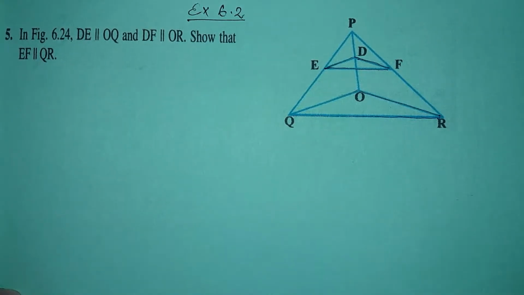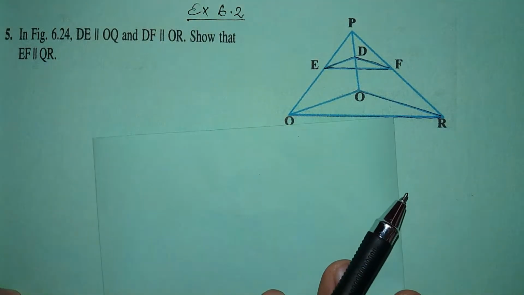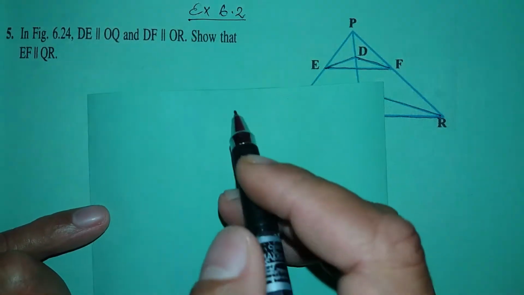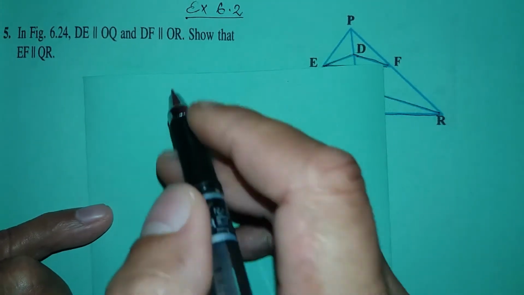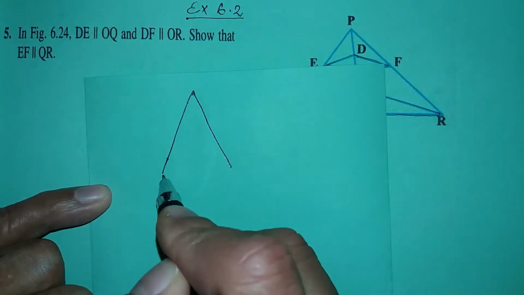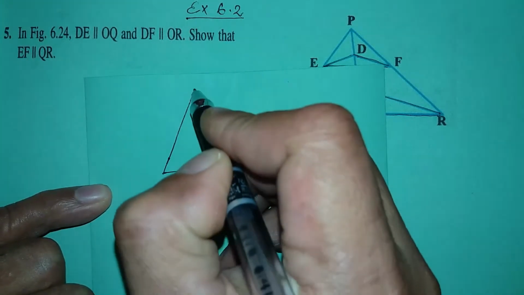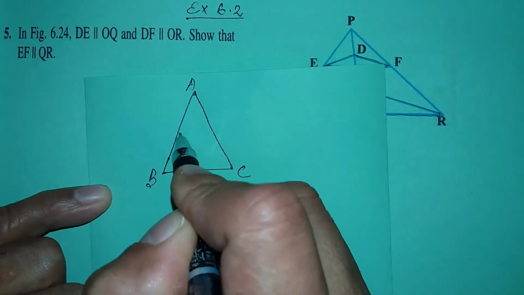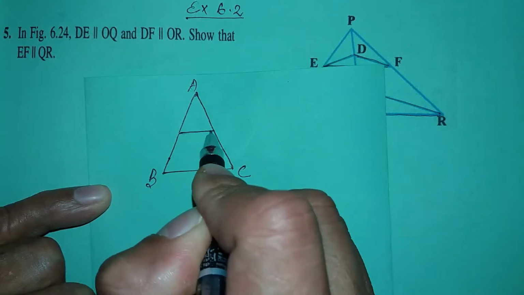Now in this exercise we still have 5 more questions, up to question number 10. In all the questions we are going to apply the basic proportionality theorem, which I have already learned. The basic proportionality theorem says if a line is drawn parallel to one side of a triangle, then the other two sides are divided in the same ratio.